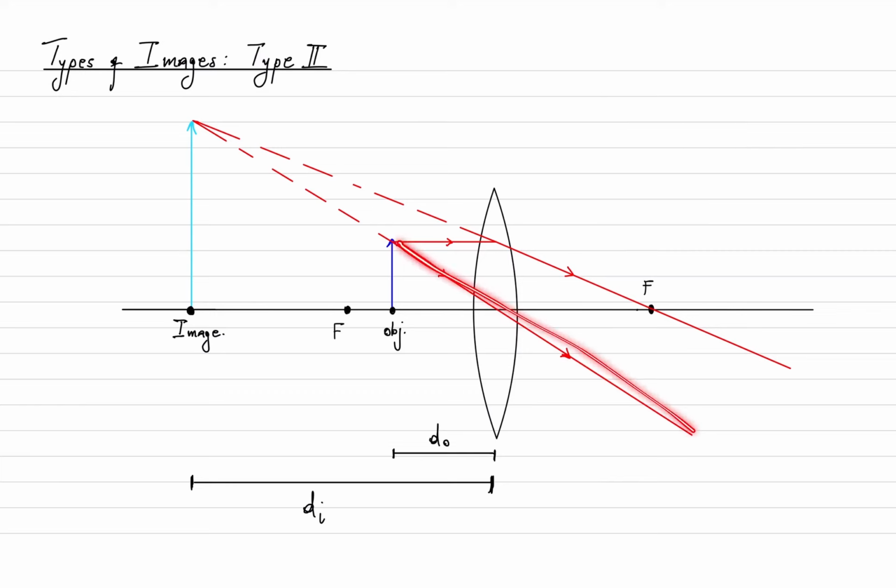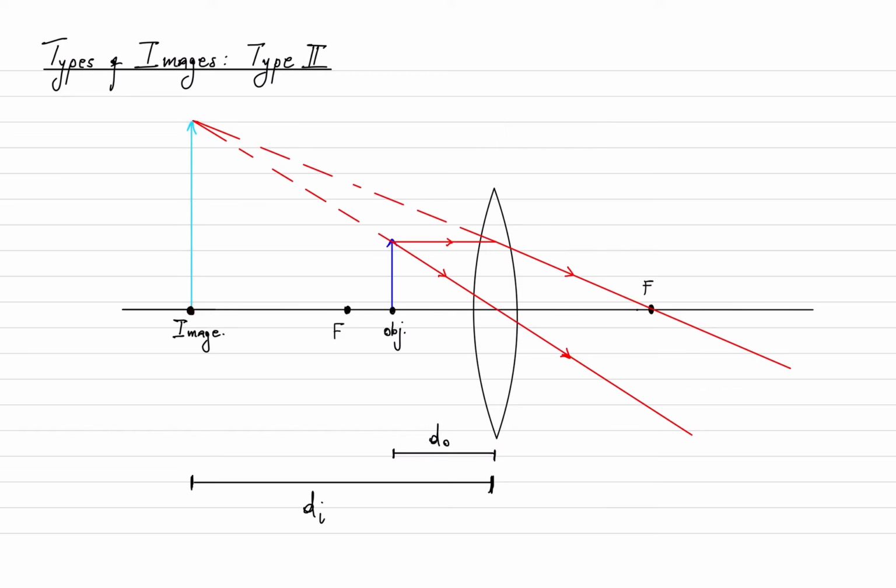So there it is. Notice these two light rays actually will never meet. However, they do propagate as though they came from the same point. In other words, if we were to extrapolate their paths, they seem to have come from one singular point. And that singular point is where the image is going to be located.